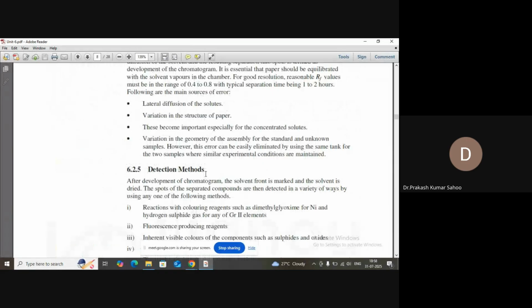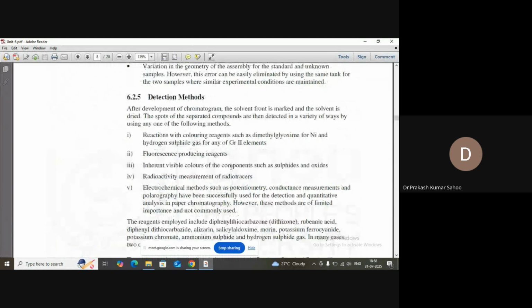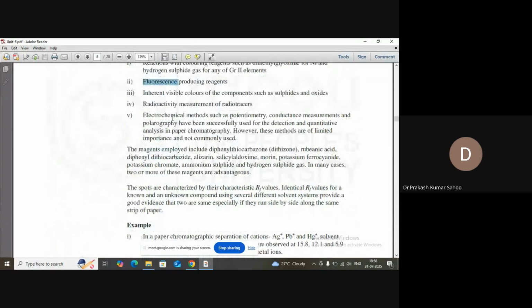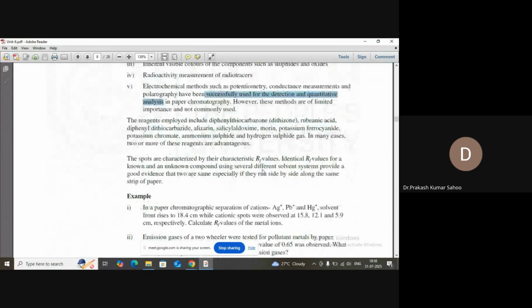Then we have the lateral diffusion of the solute, variation in structure, and detection methods. Try to detect under fluorescence light or UV light. Then the radioactive measurement of radioisotopes can be done. Electrochemical methods like potentiometry, conductometry, or polarography can be used.